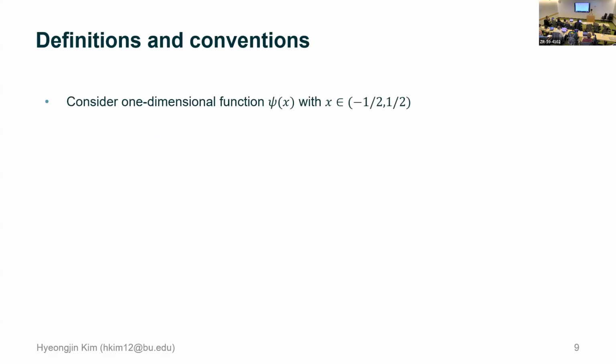So for our system, we just consider one-dimensional functions, psi of x. There, x is some spatial parameter, and this function is defined symmetrically about 0. So we set x to be between -1/2 and 1/2. For example, psi of x could just represent the sound waves of your guitar strings at a specific time t.